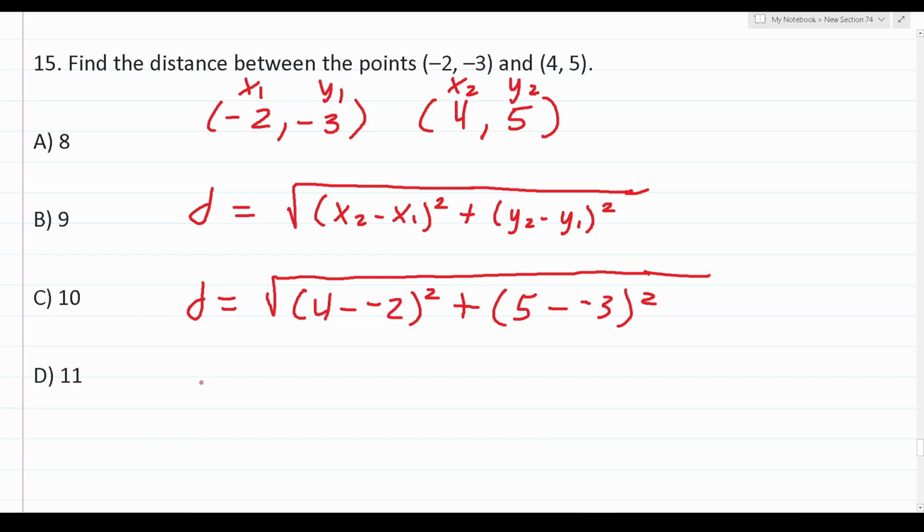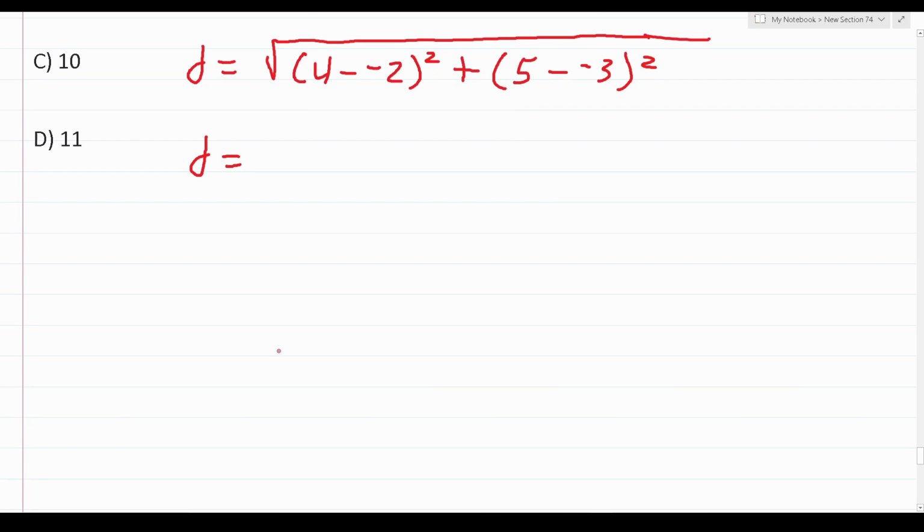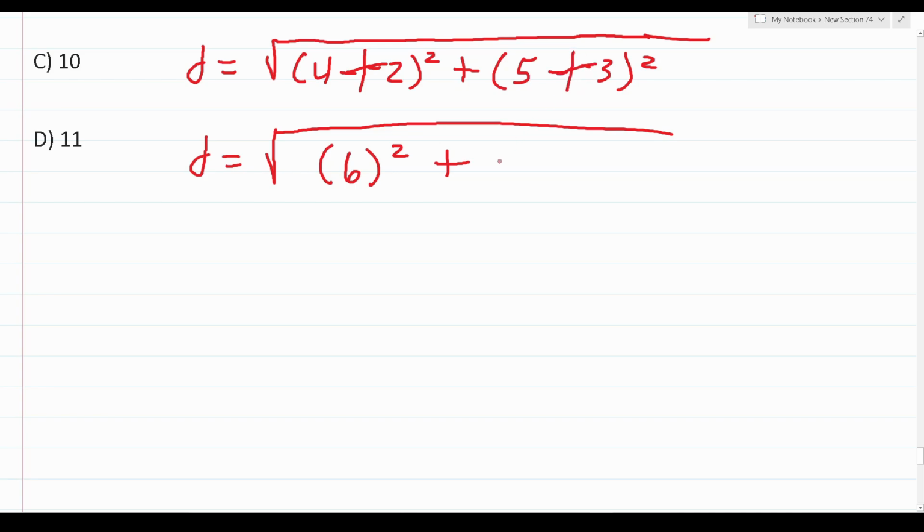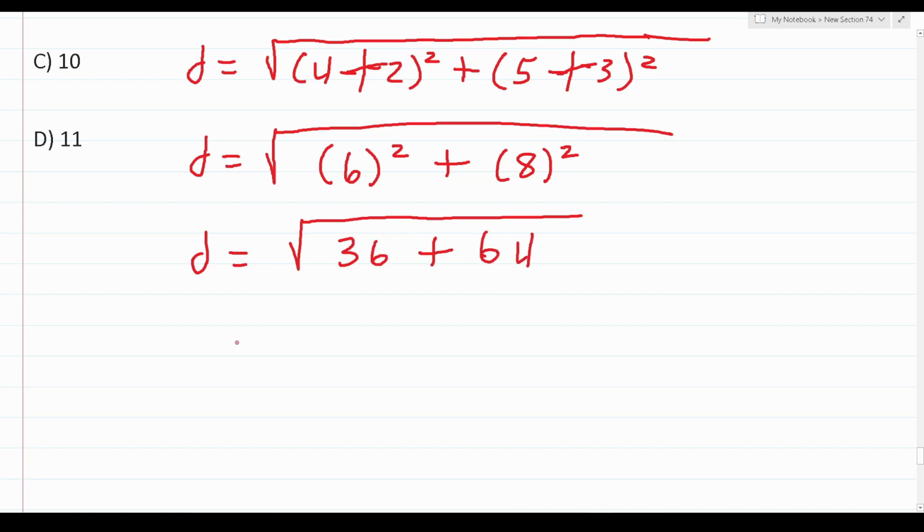We have d equals, let me scroll down a little bit here, the square root of, well, what is 4 minus -2? That's the same thing as 4 plus 2. So that's going to be 6 squared plus, what is 5 minus -3? That's the same as 5 plus 3, which is 8 squared. All right, so let's keep working this out. What is 6 squared? That's 36. What is 8 squared? That's 64.